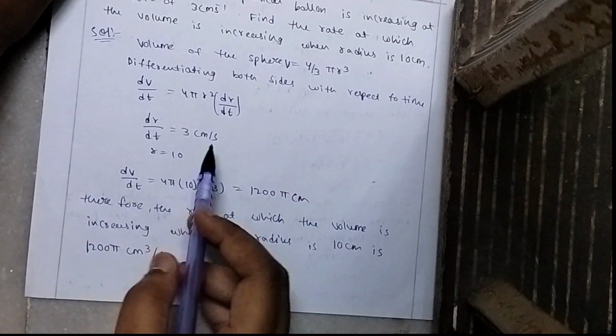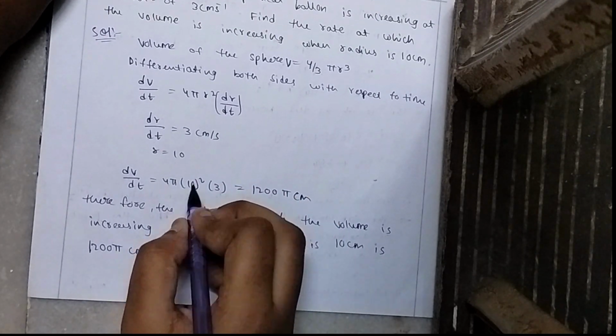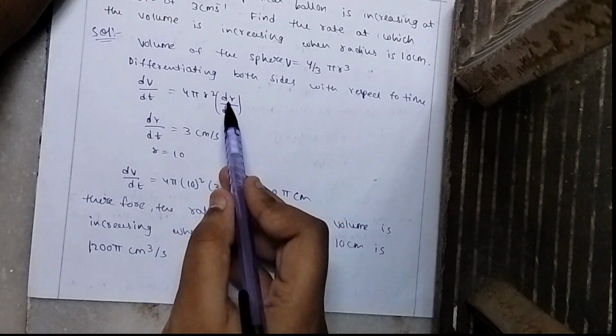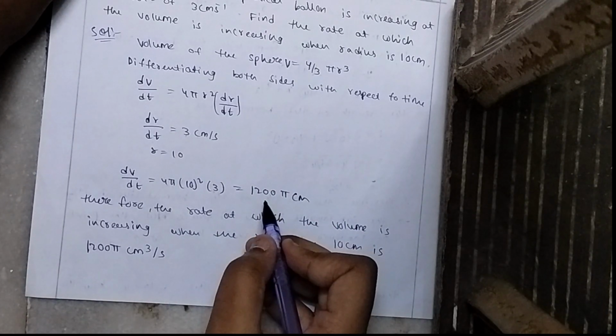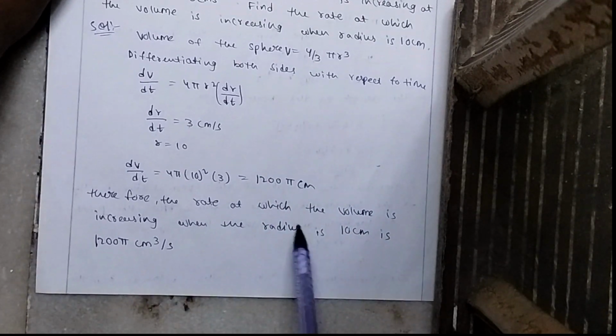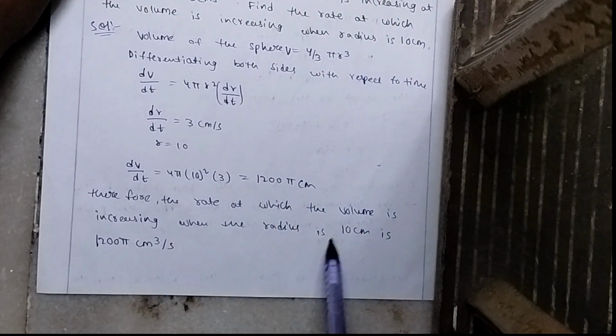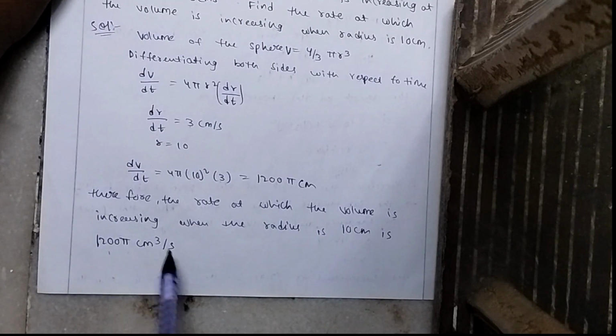Therefore, substituting these values here, 4 pi into 10 square into dr by dt value is 3. So the value is 1200 pi centimeters. The rate at which the volume is increasing when the radius is 10 centimeters is 1200 pi centimeter cube per second.